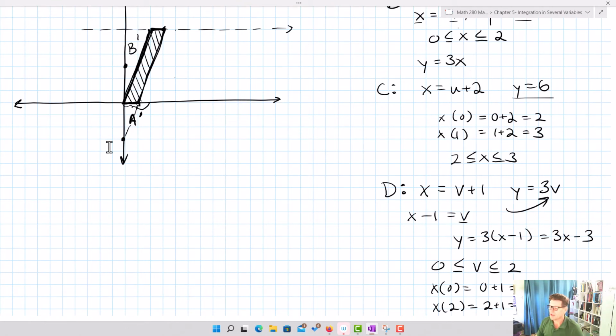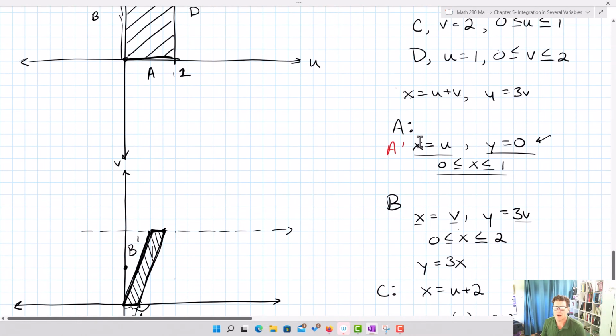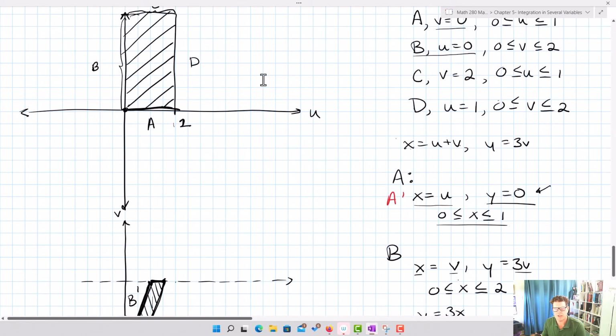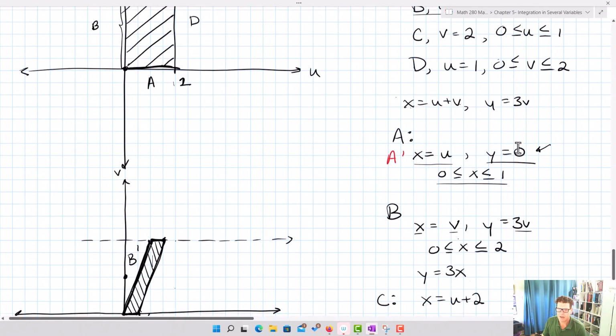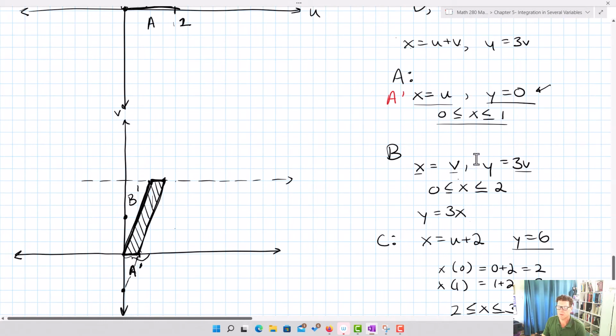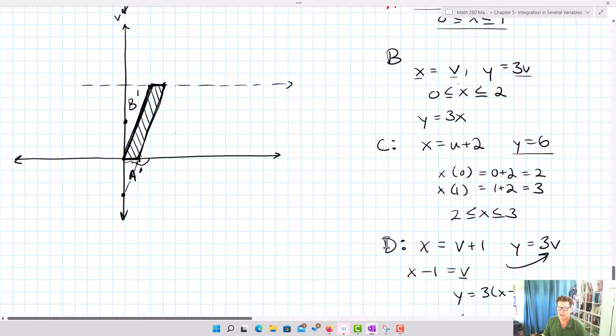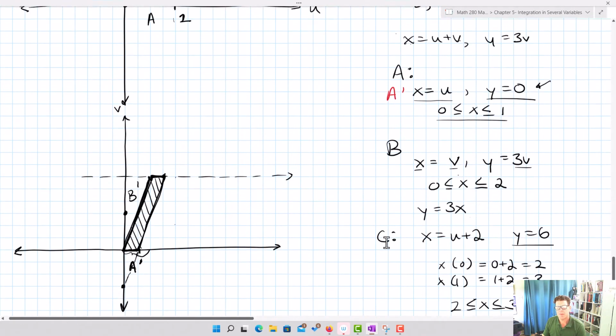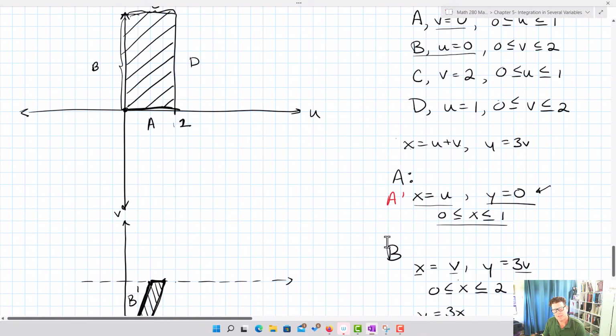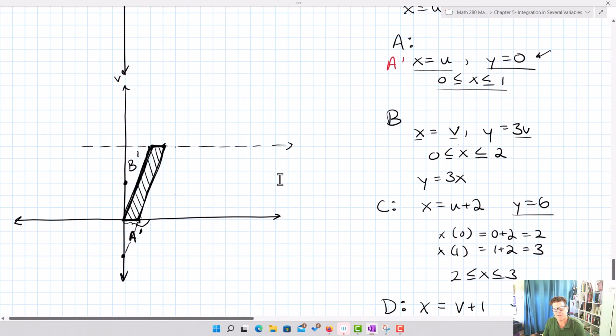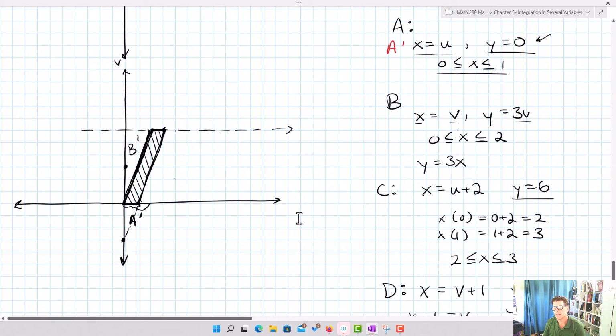Okay? So constructing those transformations basically means figuring out the parametrization of each one of those lines, transforming them into x and y, and then mapping them onto the new plane. Okay? And a big thing to remember: if it's four-sided in the UV plane, it's got to be four-sided in the XY plane as well, because you go side to side.